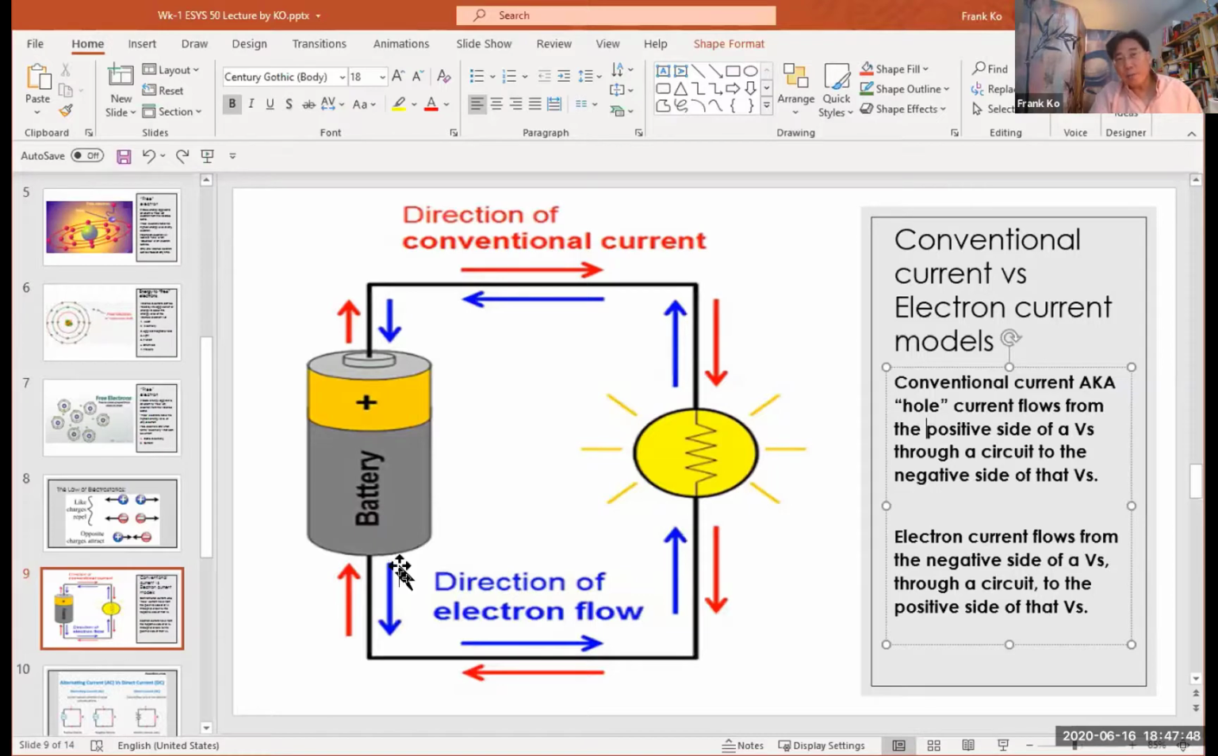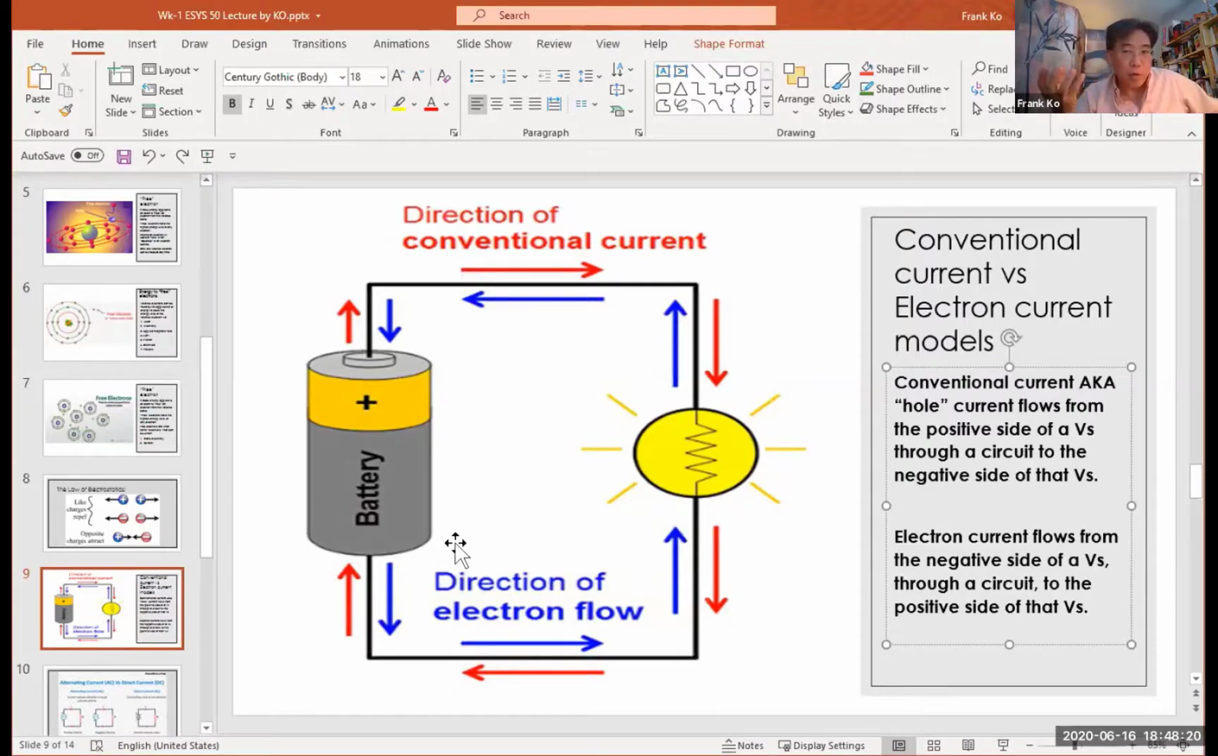So take a look at the blue arrows. The blue arrows show electrons leaving the negative side of the source, going down to the right, going up through your component, going to the right across the top, and into the positive terminal. And so these two current models are identical in terms of magnitude, identical in terms of amount, identical in terms of quantity, the flow. They happen to be two different directions.